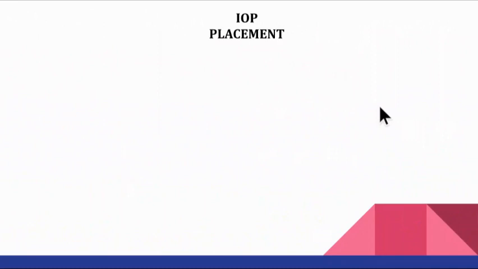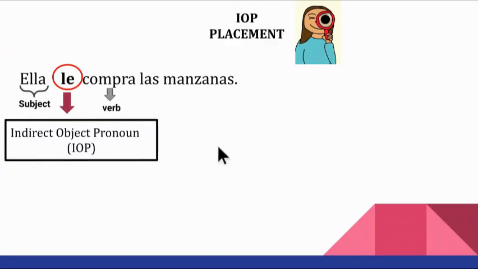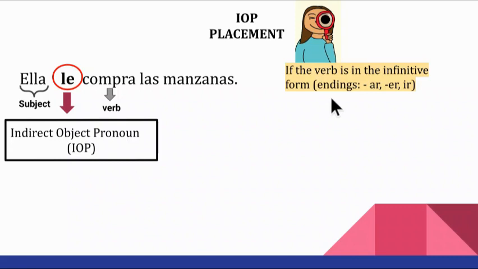Por favor, recordar that the IOP placement can vary. You have two options. What we just saw is ella le compra las manzanas, where you place the indirect object pronoun right in front of the verb. This is the standard, this is the most common way to do it. However, if you encounter that there is a verb in the infinitive form, remember a verb in the infinitive form has the endings in AR, ER, or IR, then the placement can vary.